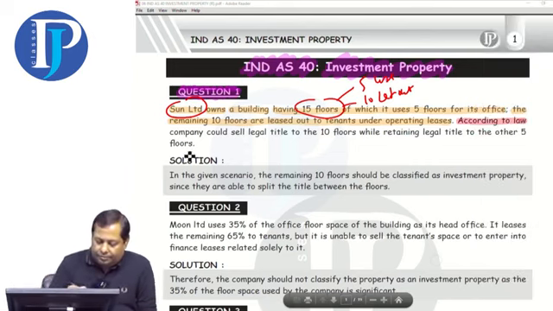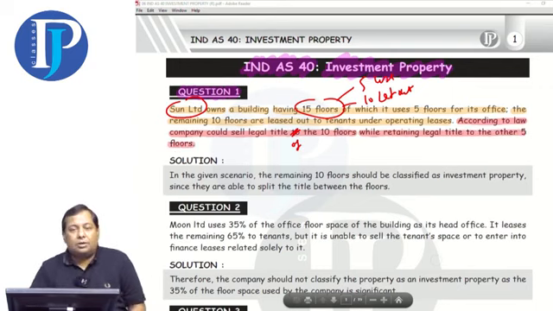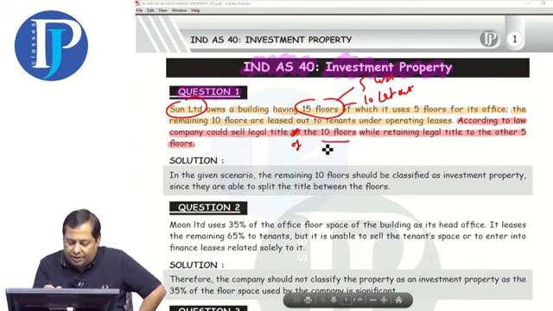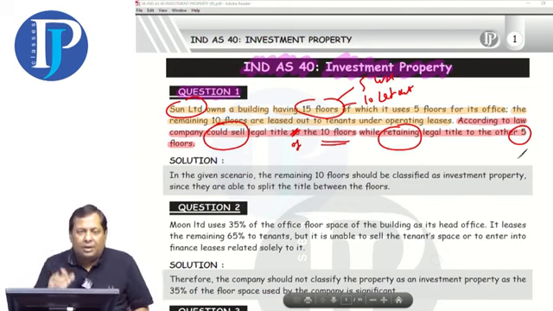According to the law, the company could sell legal title of the 10 floors while retaining legal title of the other 5 floors. Okay. So they can sell these 10 floors, and they can also retain the remaining 5. Clear? This means that one portion can be sold without selling the others. You can keep 10 or sell 5 or vice versa. It's a case of separable property.